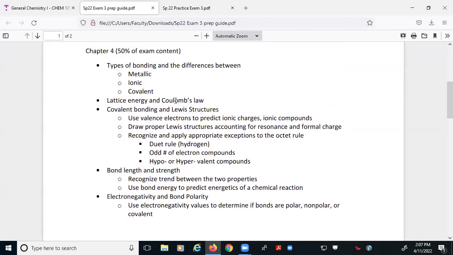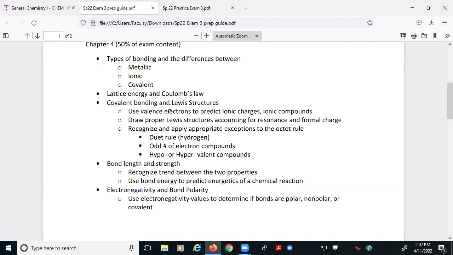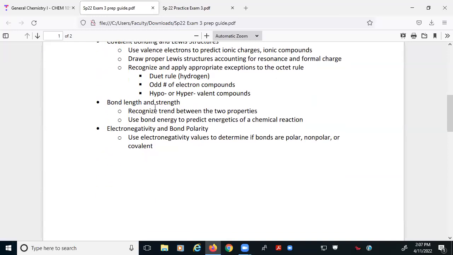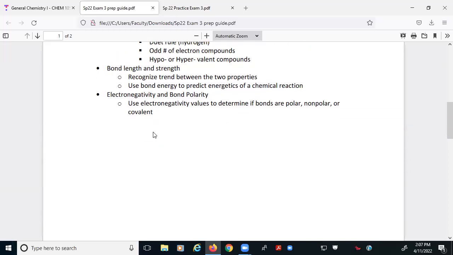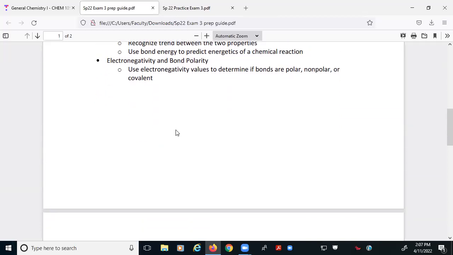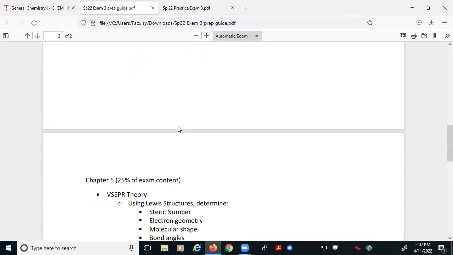Chapter 4 material focuses mainly on bonding, on that concept of lattice energy, which most of you did pretty well with in the Chapter 4 quiz, on covalent bonding and Lewis structures, on bond length and strength and the relationship between them, on electronegativity and bond polarity, determining what bond is polar, what bond is not, how polar they are relative to each other.